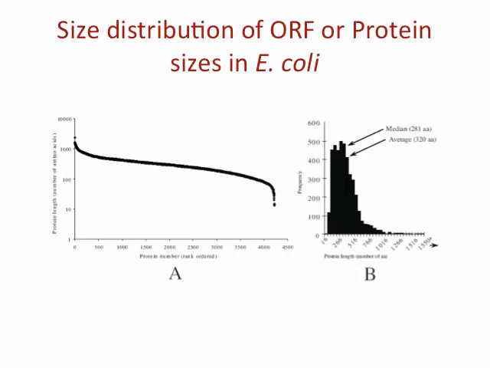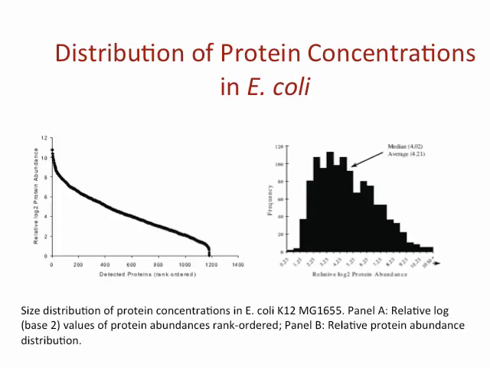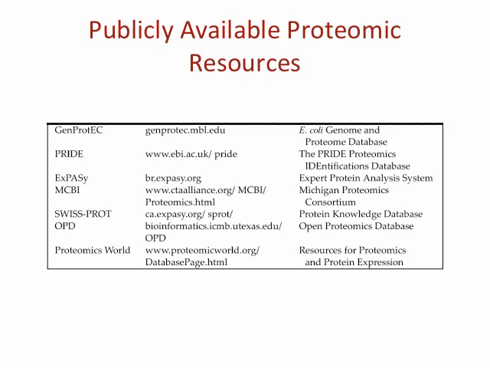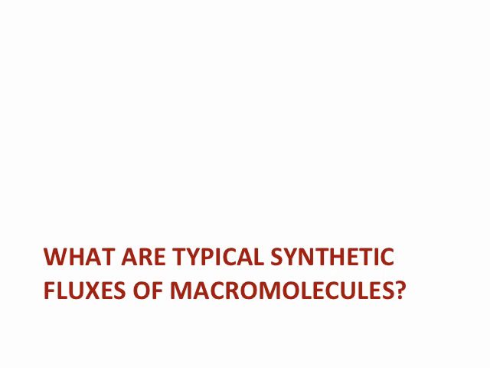There is the size distribution of genes and therefore protein molecules in E. coli, and that's a number I just showed you. And we can now actually, through proteomic measurements, determine the abundance of each one of those and calculate the average abundance. That is also shown here. As for metabolism, there are a number of web resources available for protein, and they are shown here.